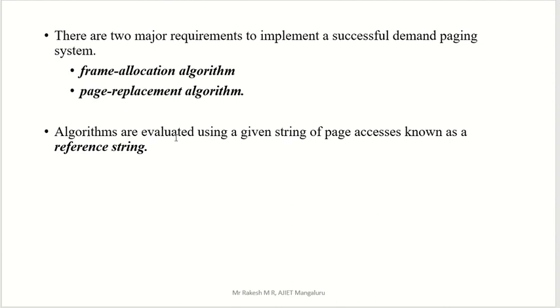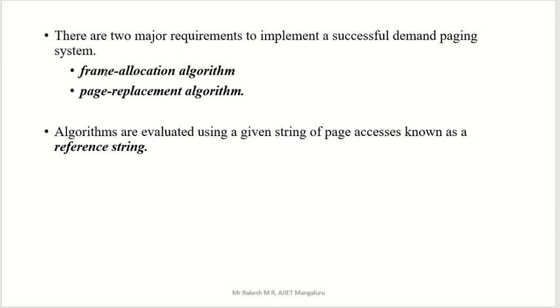Another one: algorithms are evaluated using a given string of pages, known as the reference string. This one I'm going to explain in detail in another video, related to your reference string. Here I will go for just one line. Reference string means how many demands are there from the CPU. The CPU will demand pages, and all those pages we write down as one string of pages. That is called the reference string.